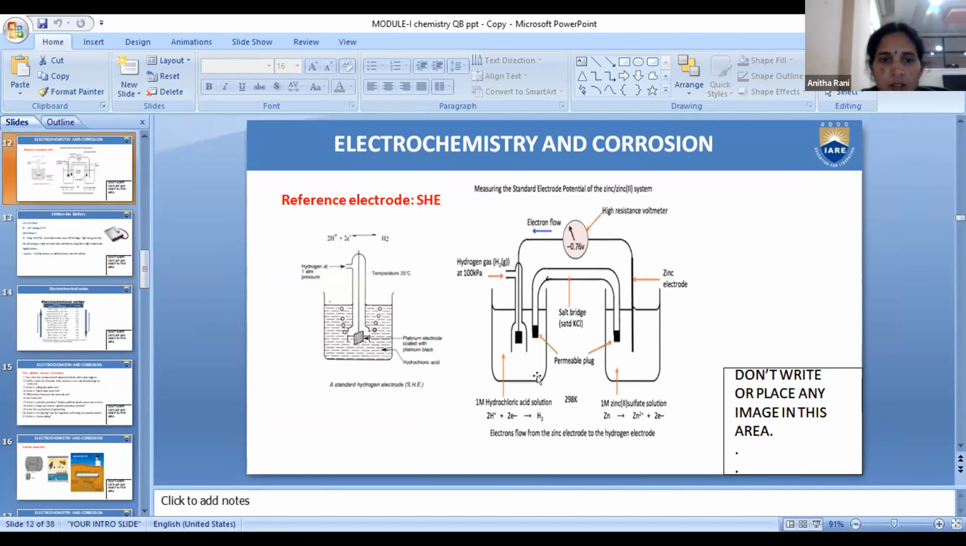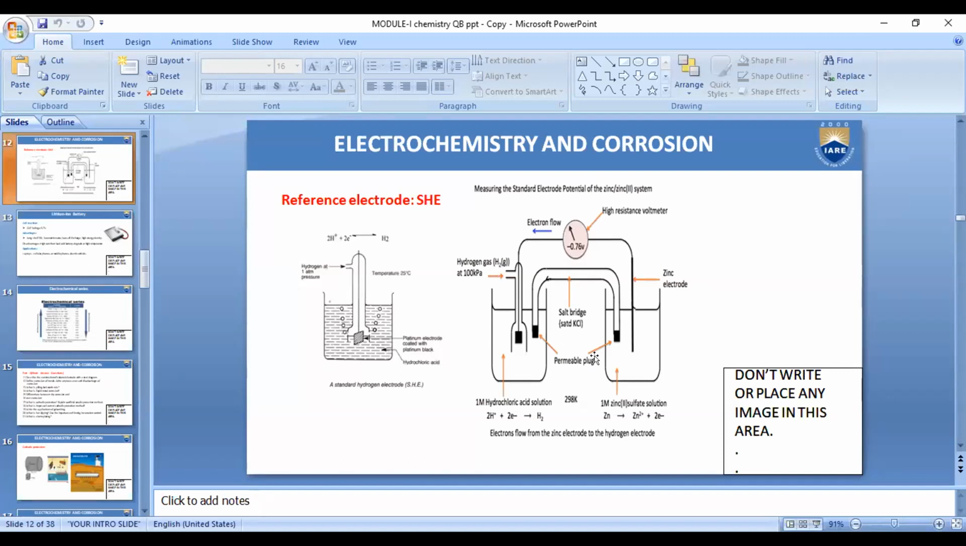You can see here, everybody, students: the standard hydrogen electrode and the zinc electrode connected to the voltmeter, and these two solutions connected with the salt bridge. Students, all of you, can you see the diagram? You will get the zinc electrode potential.